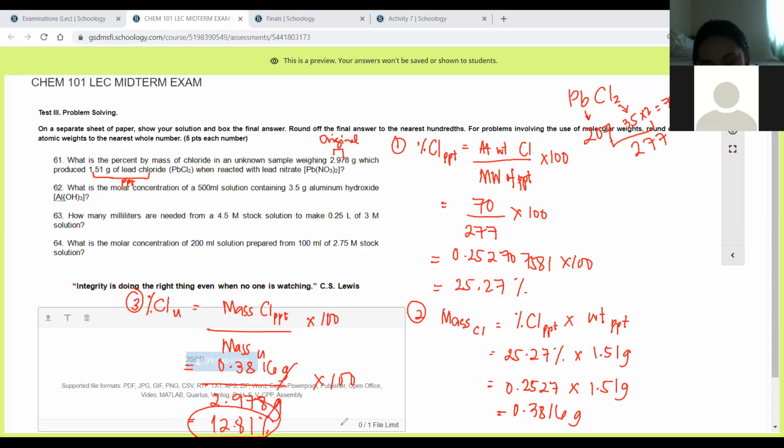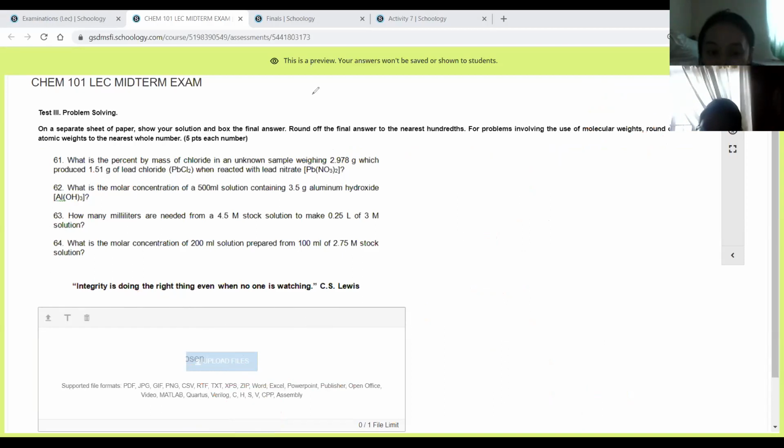The others that are near 12.81, we differ only because of rounding off. Just like in the first step, I only used 2 decimal places, and in the second step, I used 4 decimal places. And then I rounded off the final answer to 2 decimal places. That is where we differ. But if it is near 12.81, then that will be considered. Okay? Any question on number 61? Let's go straight to 62.